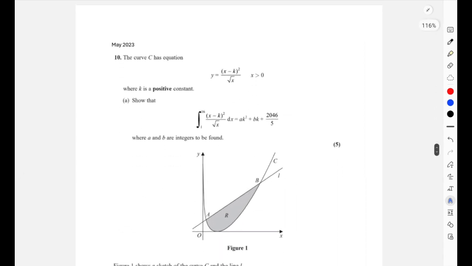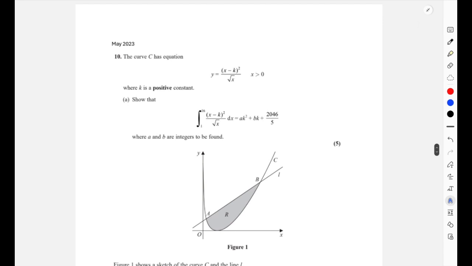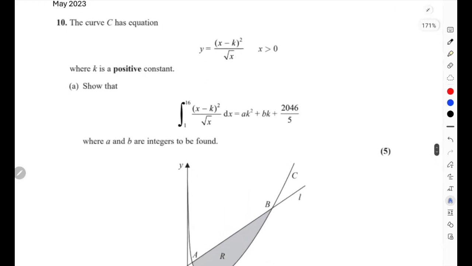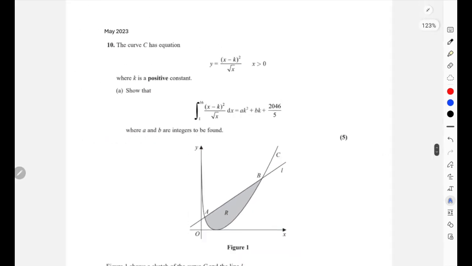So after that, we'll start with this maths. This is November 2023. Similar part, it has the curve equation where k is a positive constant. We need to show that this can be represented as this, where within the boundary of 16 and 1, you just have to integrate this, and the integration will be in this format where a and b are integers that you have to find. Okay, so you have x minus k whole square divided by root x.